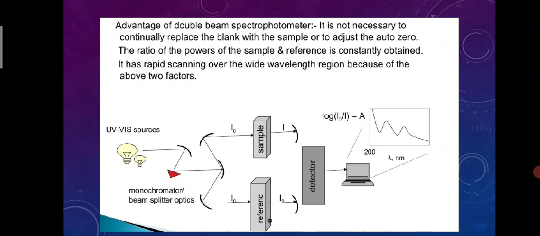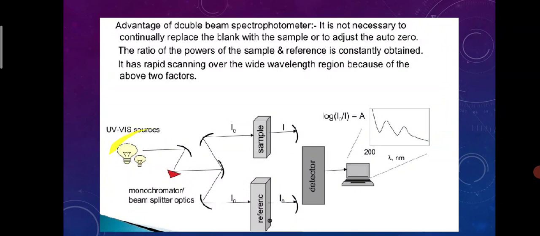Actually, in a double beam spectrometer the input beam is split into two beams. One is the sample and the other one is the reference. The two split beams are analyzed by using the detector. That is a double beam spectrometer.